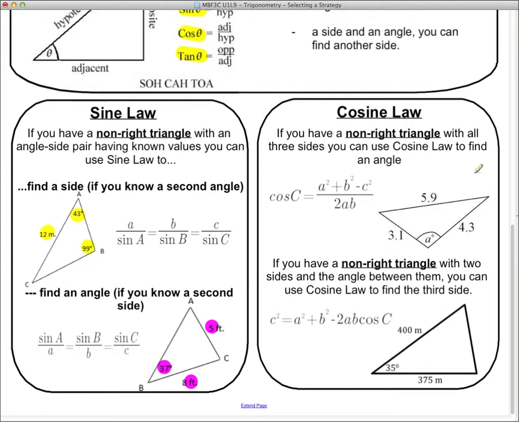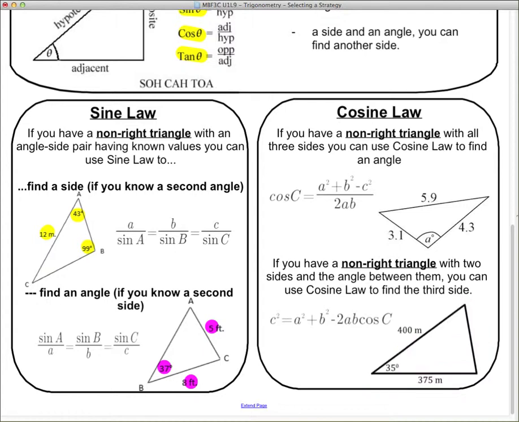Now over here for cosine law, if you have a non-right triangle with all 3 sides that have known values on them, look, they all have numbers. Okay, all of these 3 things have numbers. Then you're going to find an angle, any angle at all. So in this case, angle A is marked. We could find angle A. You can using this one. Or if you have a non-right triangle that has the Pac-Man situation, where you have 2 sides and the angle chomping down on the angle, then you can find this side over here by using this sine law, or sorry, cosine law.